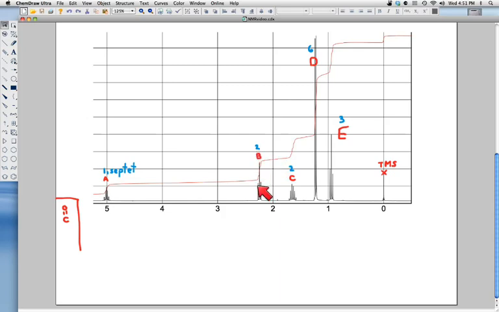Looking at B, B clearly has 3 peaks. So that makes B a triplet. Okay, so 2 comma T to say it's a triplet. If we count our peaks at C, we have 1, 2, 3, 4, 5, 6. So peak C has 6 peaks. So we can label that a sextet.